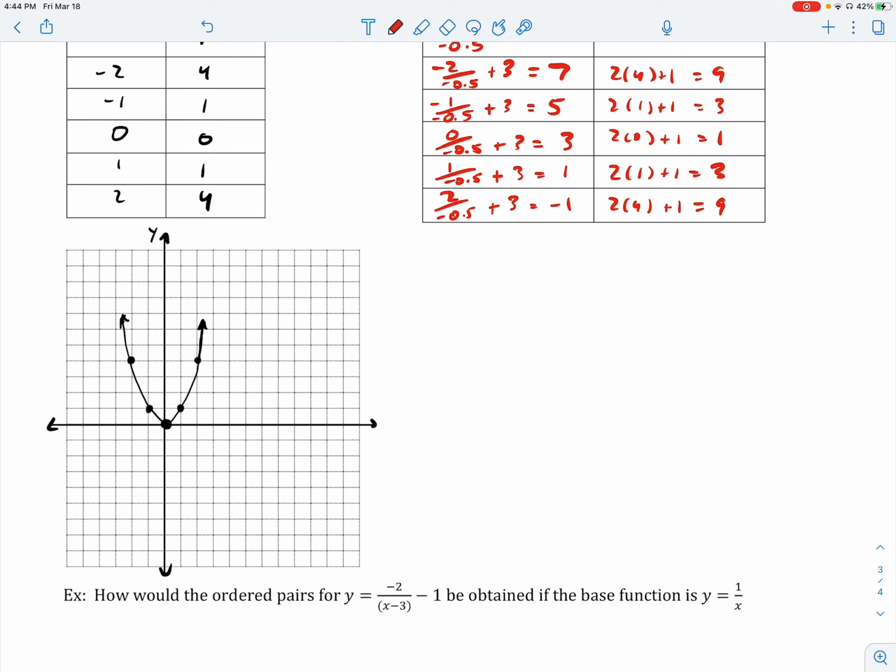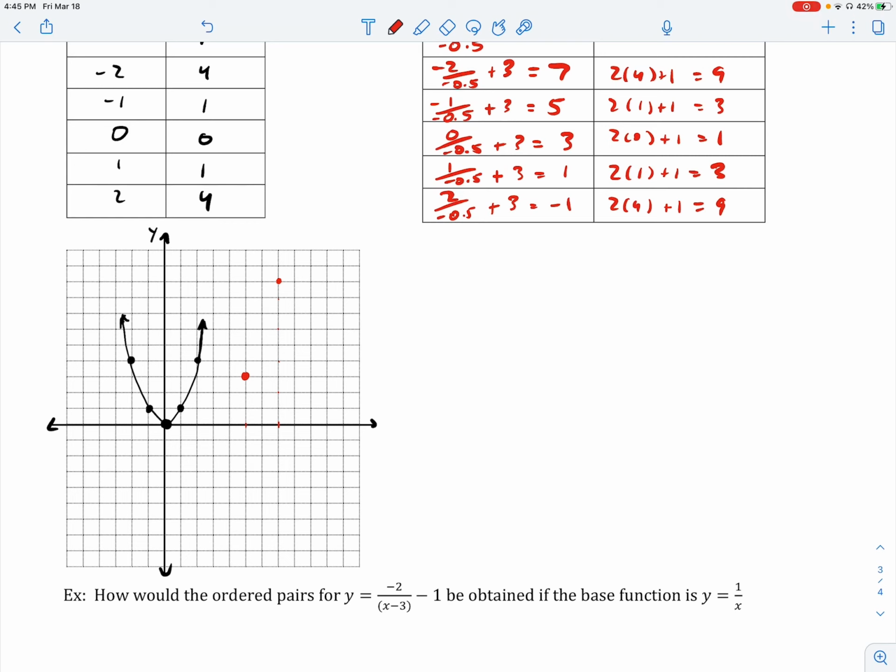So 7, 9. 7 is all the way, there's 2, 4, 6, 7. 7 is going to be here. And all the way up 9. So 2, 4, 6, 8, 9. So that's right here. Then we have 5, 3. So 5 is over here, and I've got to go up 3. It's right there.